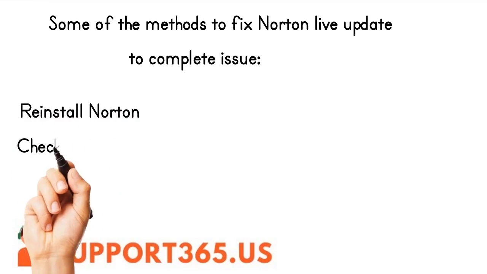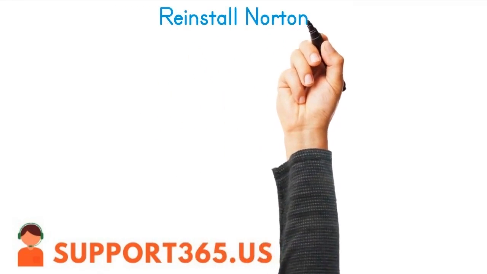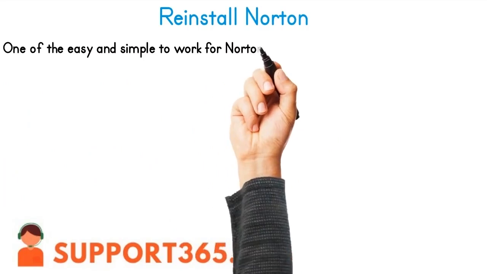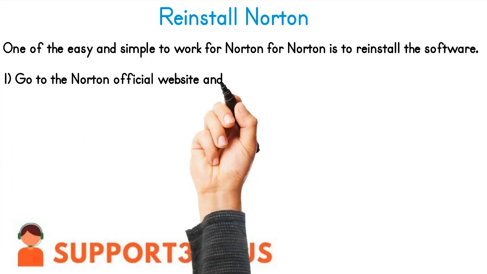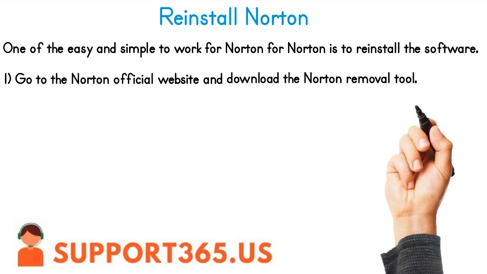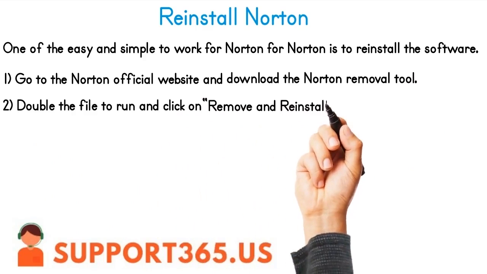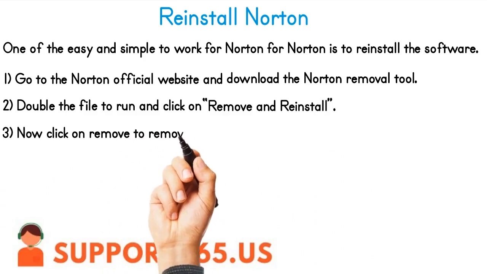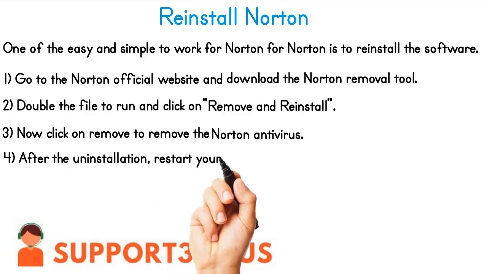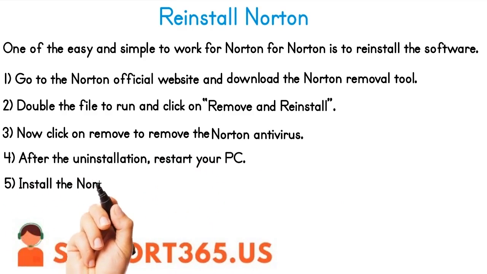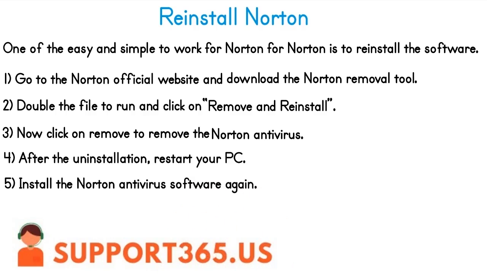Reinstall Norton. Check firewall exception. Reinstall Norton. One of the easy and simple ways to work for Norton is to reinstall the software. 1. Go to the Norton official website and download the Norton removal tool. 2. Double-click the file to run it and click on Remove and Reinstall. 3. Now click on Remove to remove the Norton antivirus. 4. After the uninstallation, restart your PC. 5. Install the Norton antivirus software again.